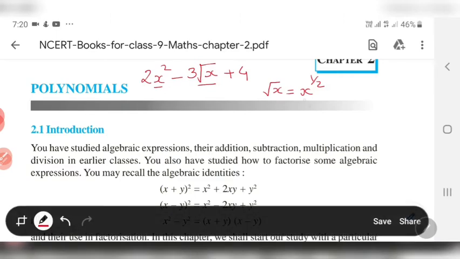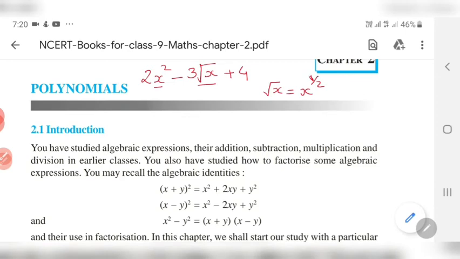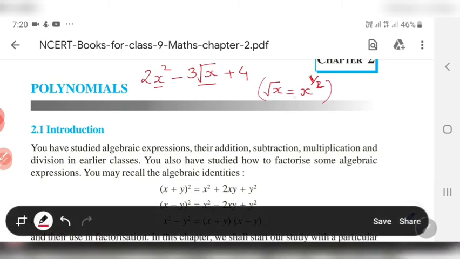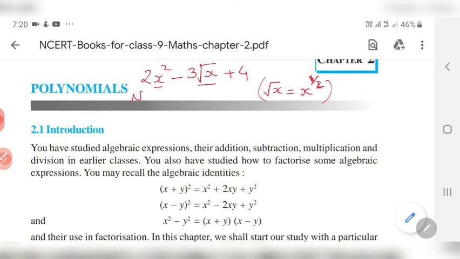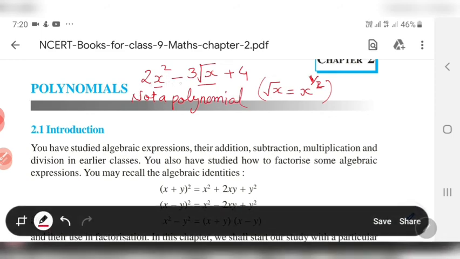So if a variable is having an exponent of half, that is in rational form, so it is not a whole number, correct? So root x is not a whole number. So in this case you find that root x is not a whole number, therefore it is not a polynomial, correct? So 2x square minus 3 root x plus 4 is not a polynomial. I hope you understood.